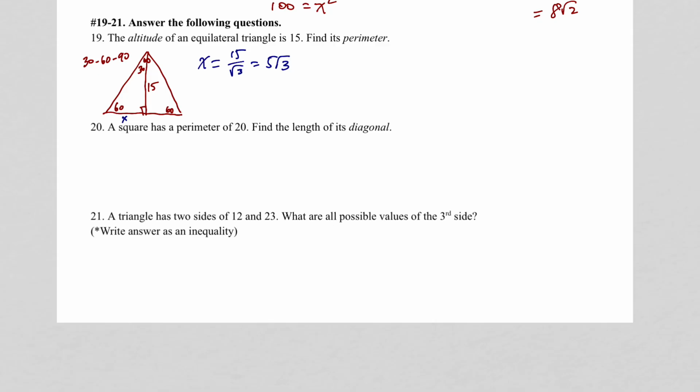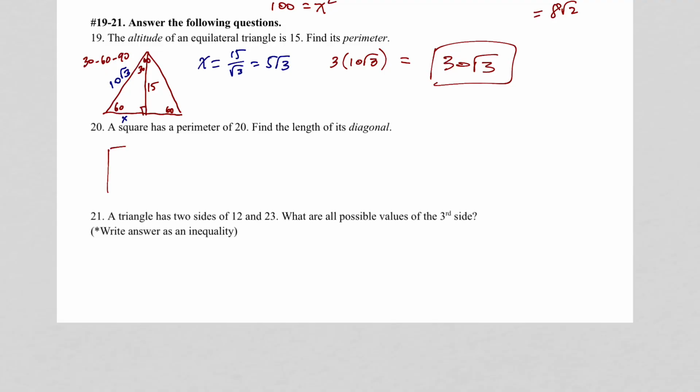Okay, anyway, so this is 5 root 3, and this is twice the short side. So this is 10 root 3. And if all sides are the same, the perimeter is 3 times this. So 3 times 10 root 3 is 30 root 3.